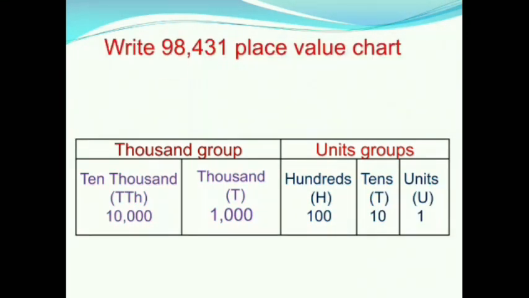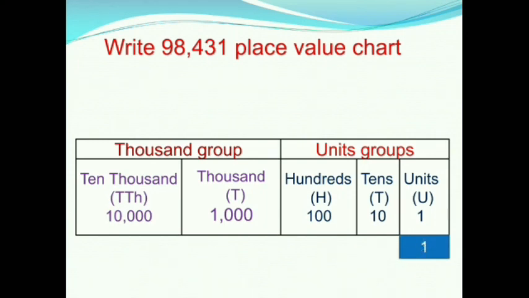Now we will write 98431 in the place value chart. First we will write the place values. First from the units group. Units group has units, tens, hundreds. Next thousands group. Thousands group has 1000, 10,000. First we will go from right to left. From the right first digit is 1. So we will write 1 in units place.